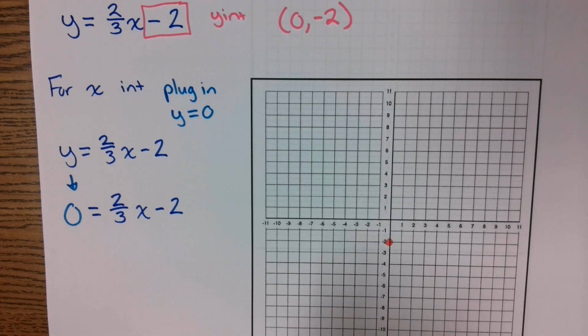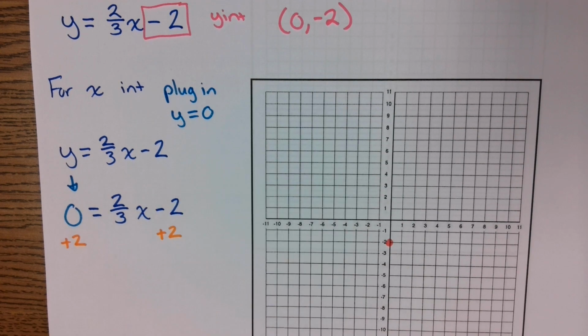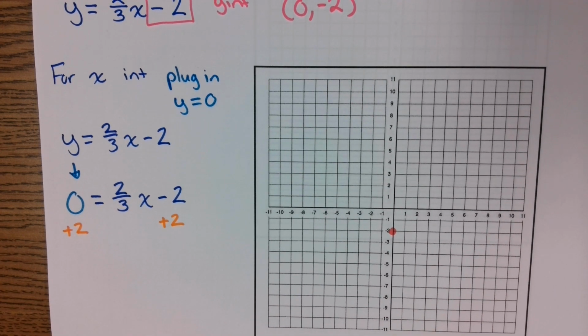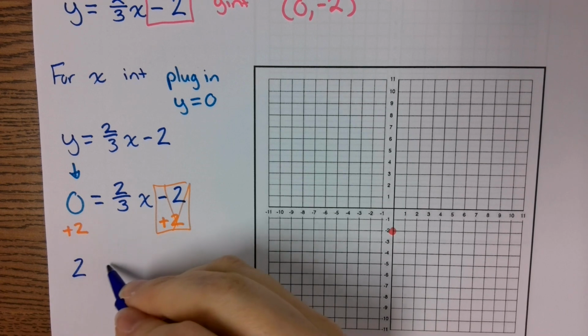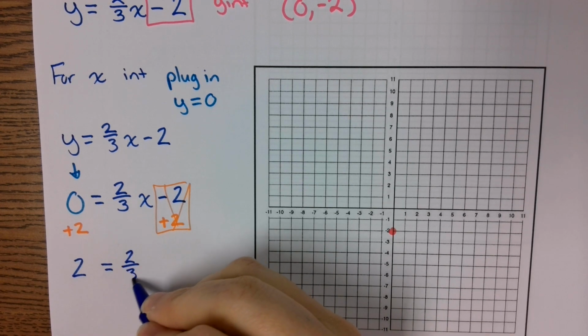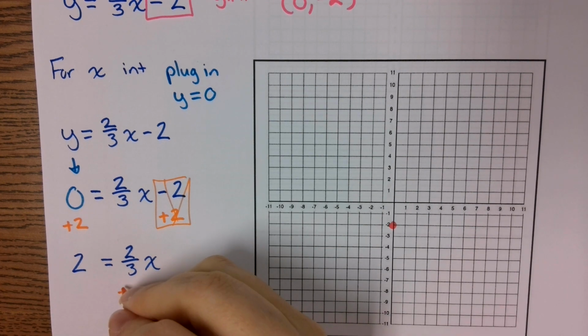First step is always to get rid of our constant. To get rid of our constant, I'm just going to use different colors for right now. We're going to go ahead and add 2 to both sides so that I can start isolating that value of x. 0 plus 2 is going to give me a positive 2. So I now have positive 2 is equal to 2/3 x. To get x by itself, right now this is showcasing multiplication. So what is the inverse of multiplication? Division. So I'm going to divide both sides by 2/3.